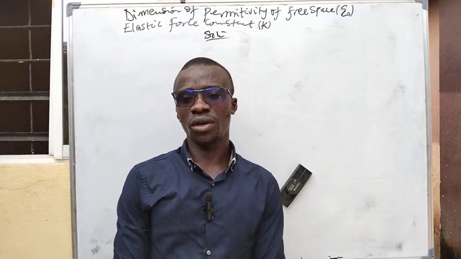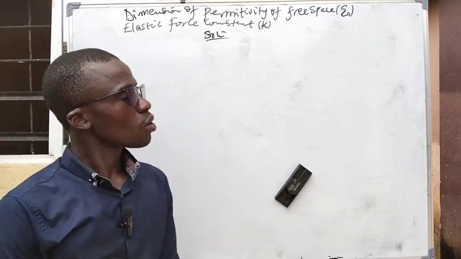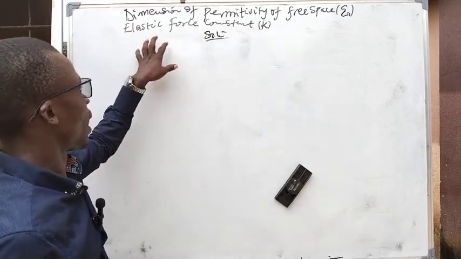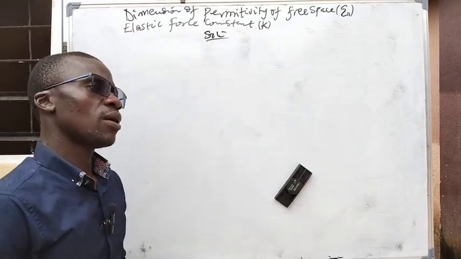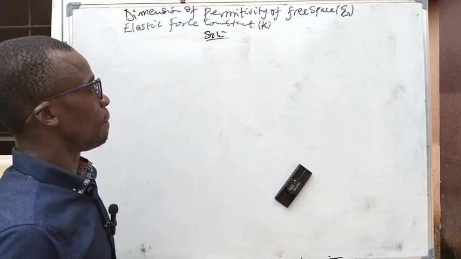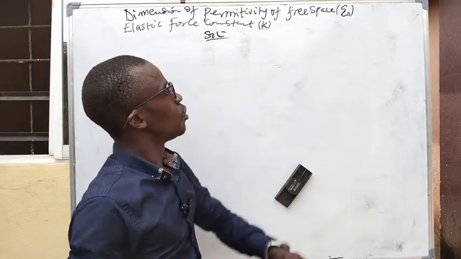Hello, students, you're welcome. Today, we want to work on these questions: the dimension of permittivity of free space and elastic constant. Now, the permittivity of free space is coming from Coulomb's law, okay?